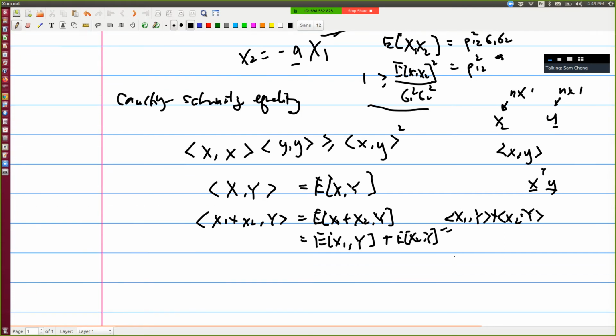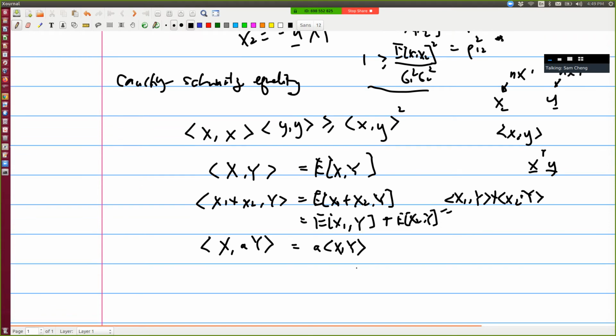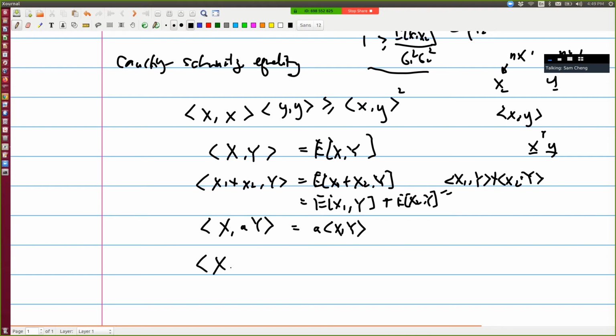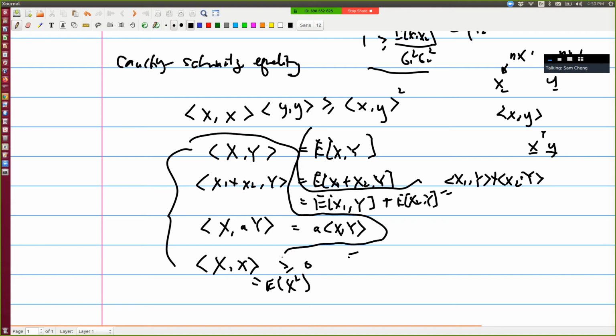And to show it's linear, I better also show that for a scalar a, the inner product of ax with y is equal to a times the inner product of x and y. Again, it's obvious. Another very important property is that the inner product of x with itself is bigger than or equal to 0. Again, this is obvious because it is just the expectation of x squared, which is at least 0. Now the nice thing is I just need these properties. I don't need to care about how I actually define this inner product, as long as I have these properties, I can show that this inequality holds.